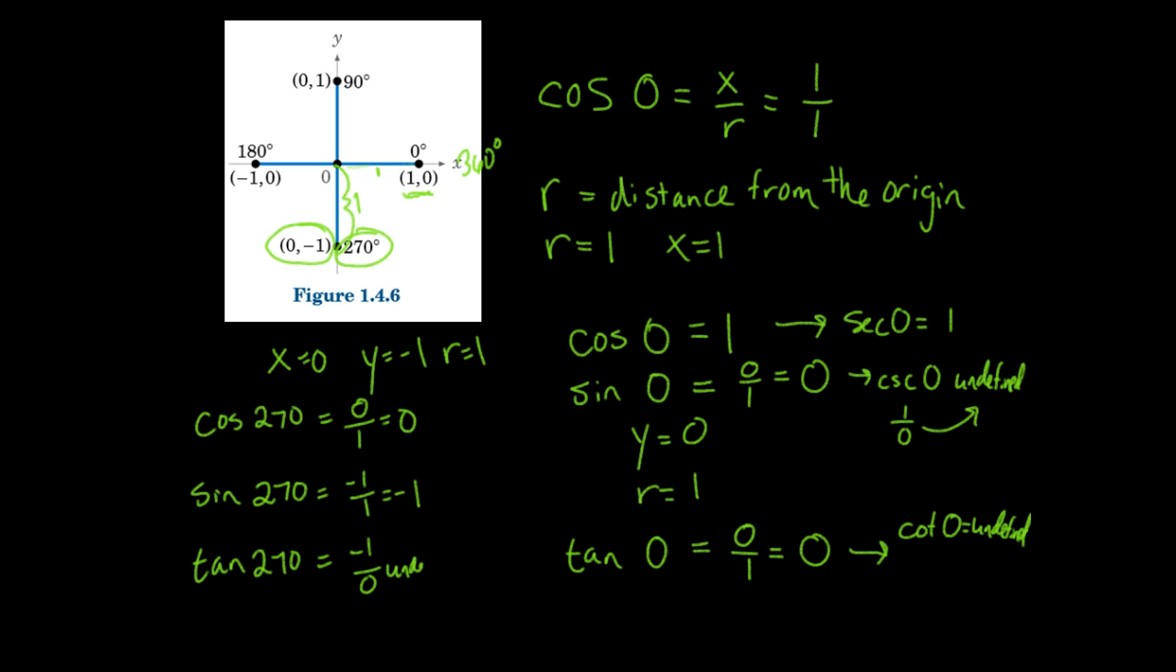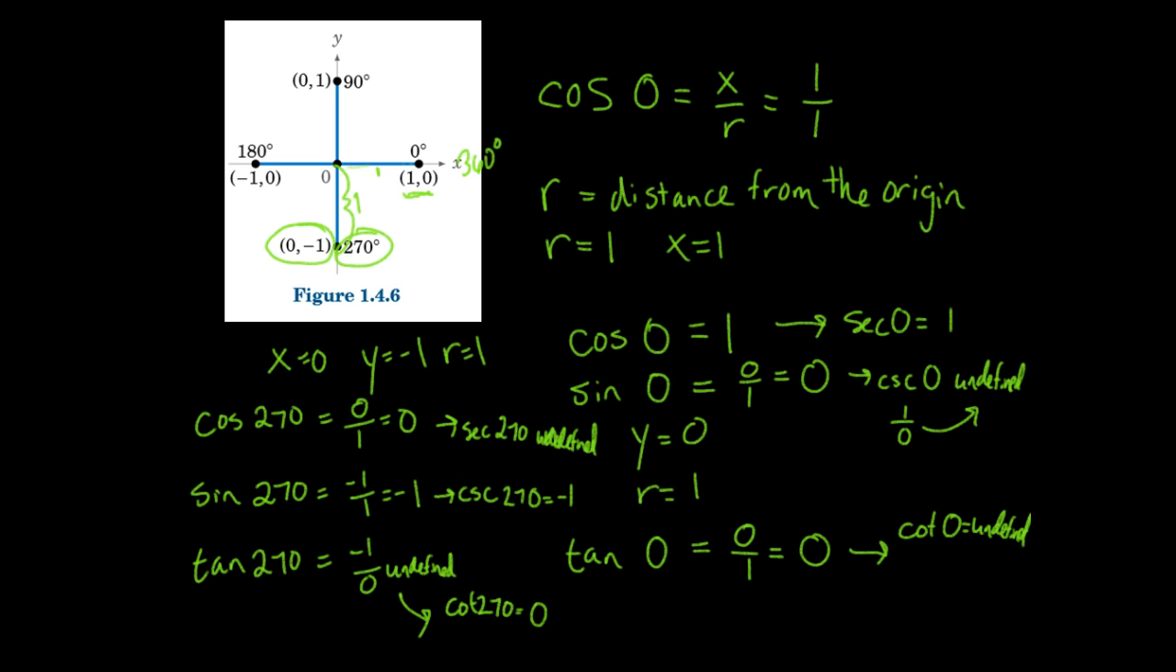That's undefined. So if we do the reciprocals of that, secant of 270 would be undefined, excuse me, I'm getting sloppy here. And the cosecant of 270 is equal to -1, and the cotangent of 270 is actually equal to 0.